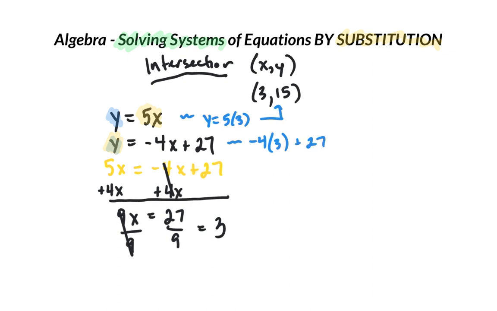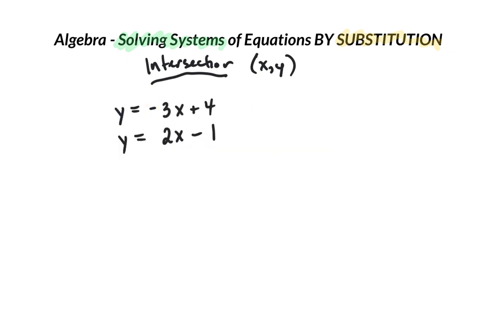So in a case where both equations are y equals, we can just set them equal to each other, essentially substituting the equation in for y. And that's why we call it substitution. Let's do one more like this.